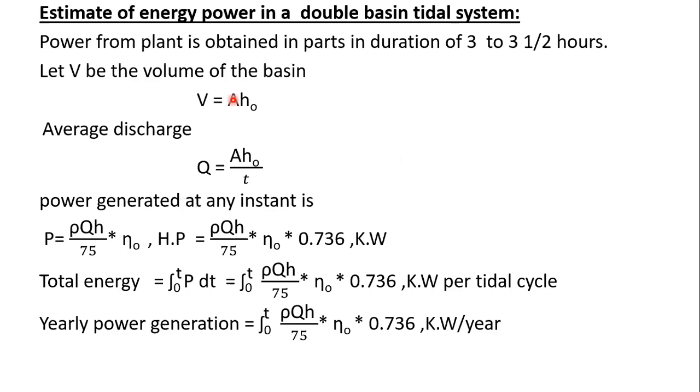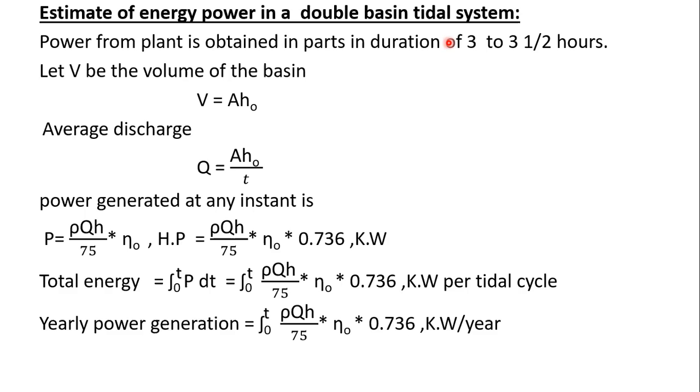Now we will go for the double basin. This is the estimation of energy in a double basin tidal system. If you consider a double cycle system, the estimation of energy and power can be made as per the usual calculations of power in a hydroelectric plant. Whatever calculations you do for a hydroelectric plant, the same calculations can be done for the double cycle system also. But we are considering the average discharge and the available head at any instant.